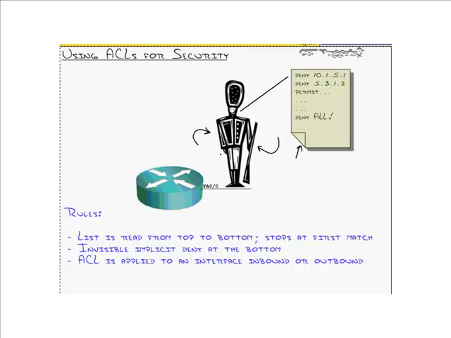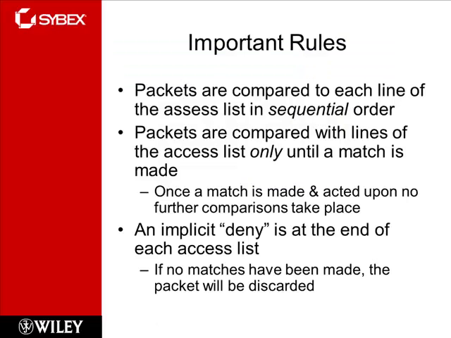On another interface, we could have a different access control list in and a different access control list out. The inbound and the outbound can obviously be different lists. Packets are compared to each line in the access list in sequenced order from top to bottom, just like the other slide said. That's why the ordering of the statements is important.